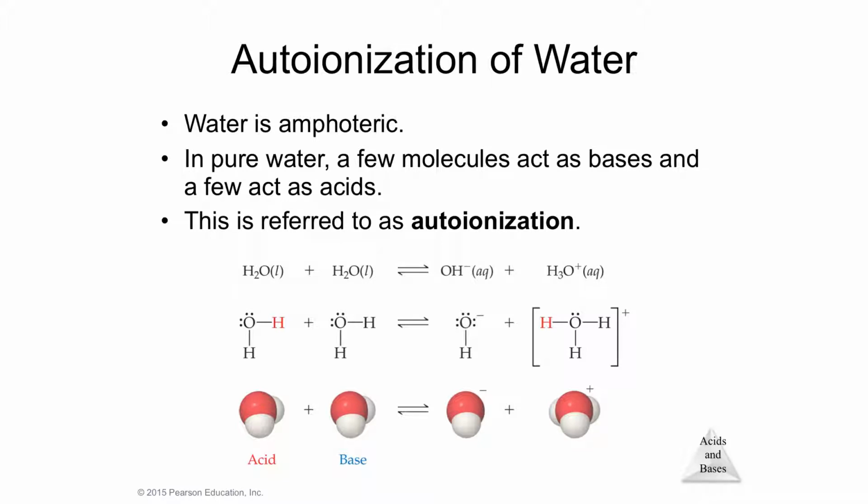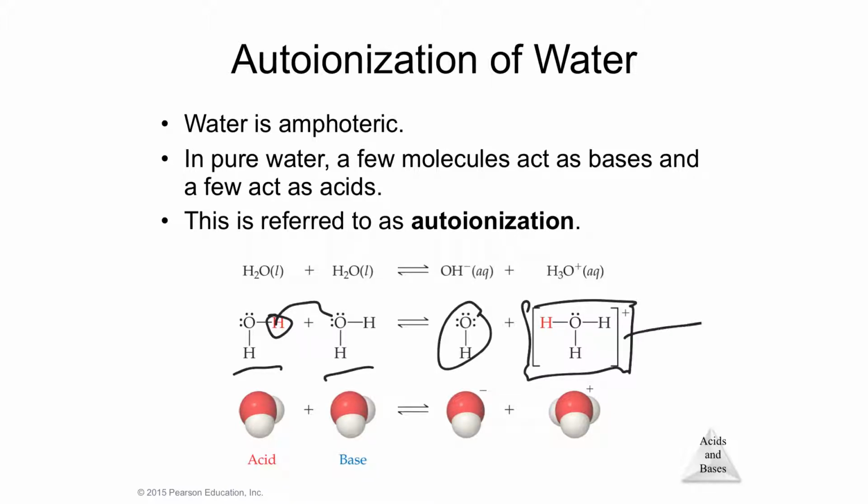So every once in a while, here you have a couple of water molecules. There are two water molecules. One can transfer a proton to the other, okay? So now you're going to have one that's just hydroxide, which is a base, and one that is a hydronium, which is an acid. So you've got exactly the same amount of acid and base.